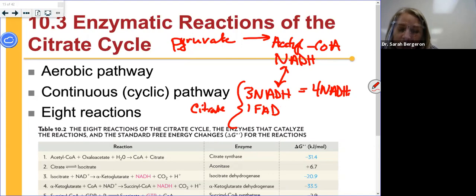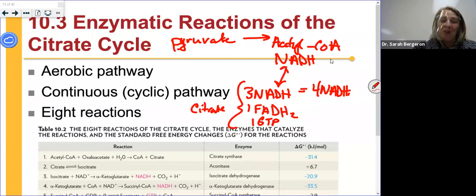When you make one turn of the cycle, it's 3. But when you convert pyruvate to acetyl-CoA, that's 1. It's just an adding of everything all together. So if you start at glycolysis and you track all the way through citrate, you can't forget that extra NADH, right?